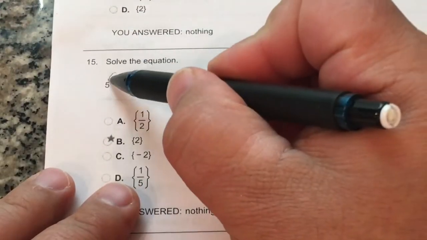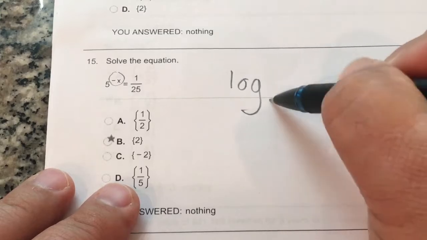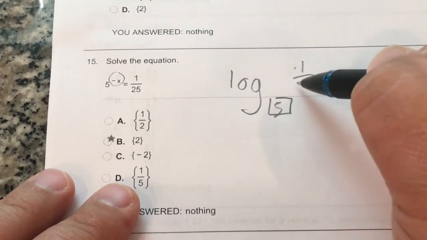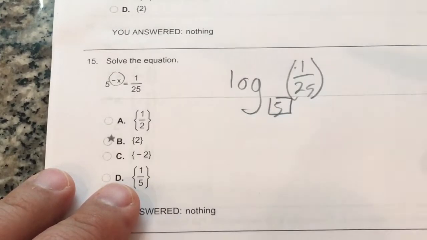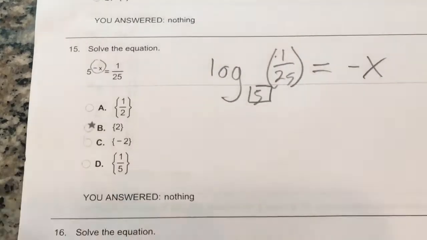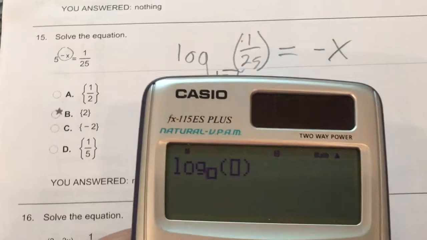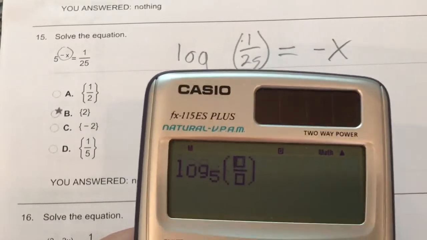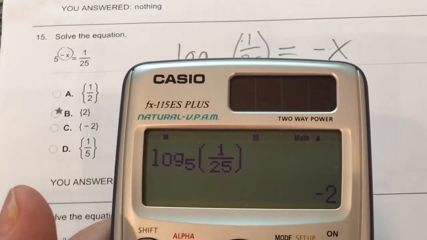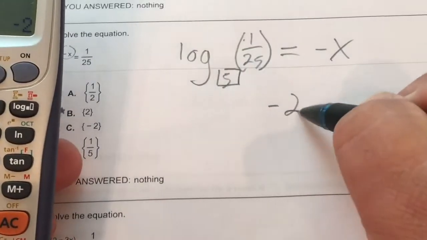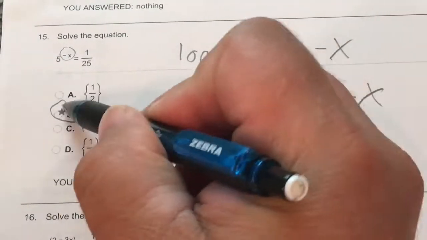This one's a little tricky because the exponent is negative, so I'm going to do log base, again, of 5, of 1 over 25, and then whatever my answer is, I'm going to change the sign, because this equals negative x. So I'm going to type that in the calculator. I'm going to hit my log base button, of 5, of 1/25. Hit equals. Now it says this answer is negative 2, but negative 2 equals negative x, so the answer is actually going to be 2.